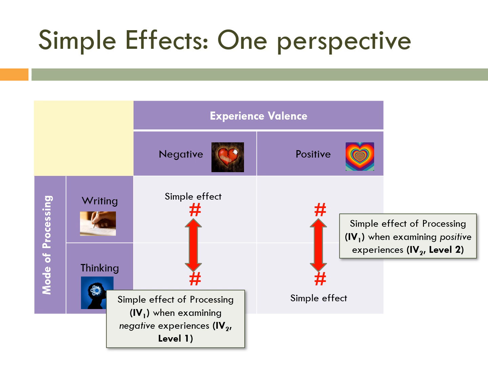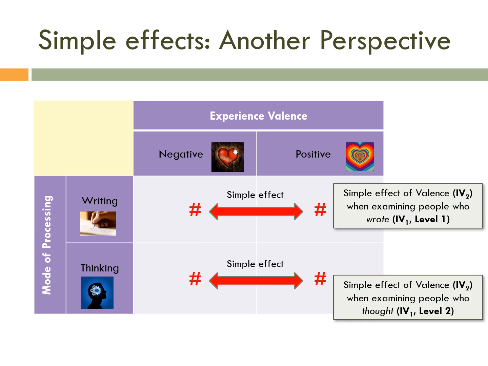But there aren't just two simple effects in a 2 by 2 factorial ANOVA, because you can also switch it up and look at the other combination of independent variables and levels. So here's the other way you can look at those simple effects. And this is the same kind of thing. Here we're just trying to find out, does the experience matter when we're writing about something? Now, if you are writing about an experience, do you get more well-being if you're writing about a negative experience or if you're writing about a positive experience?